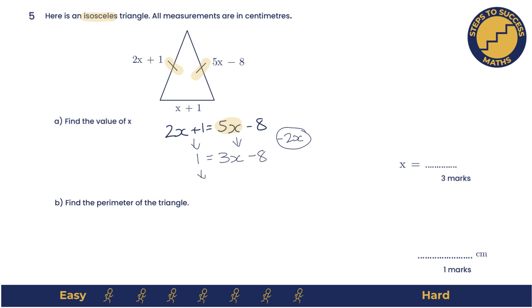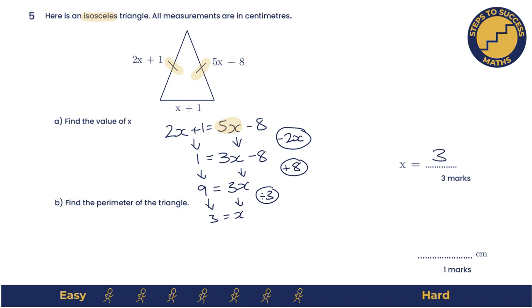Now we want to get rid of this take away 8, and the opposite is to add 8. So we've got 9 is equal to 3x. And now we need to get x on its own, so we're going to divide by 3. So x is equal to 3.